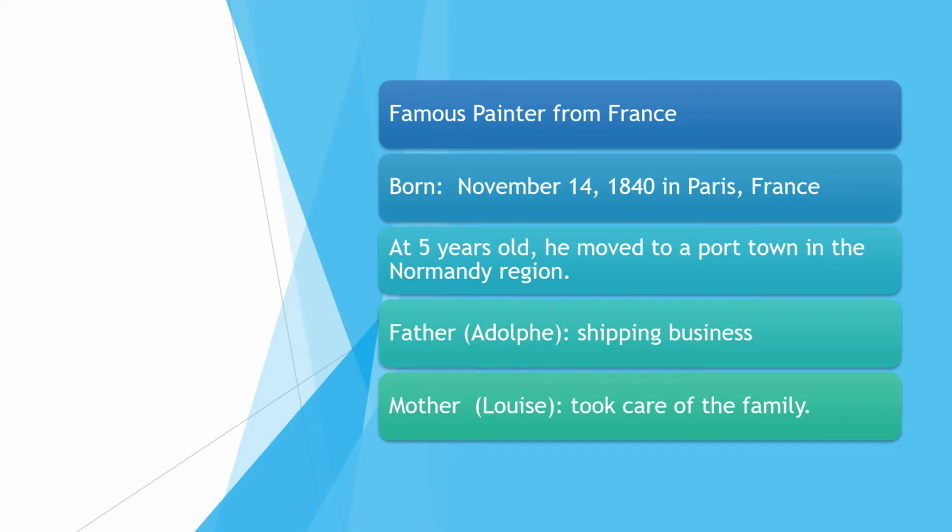Claude Monet was a famous painter from France. He was born in 1840 on November 14th in Paris. At 5 years old, he moved to a port town in the Normandy region. This means he lived near the coast where ships brought in goods to be sold and traded. His father, Adolphe, worked in the shipping business, and his mother, Louise, took care of the family.